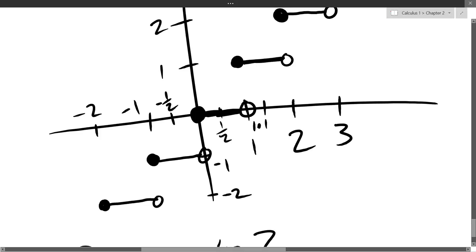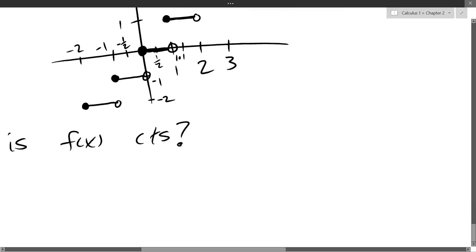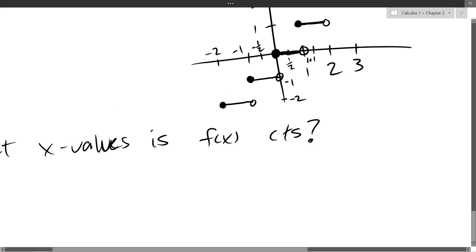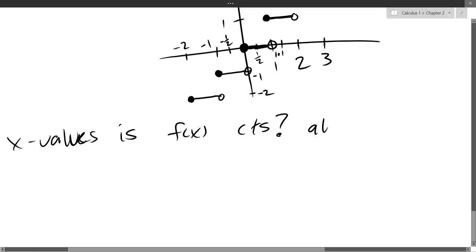So if I think about 1/2 and go to the left, how far can I go before my function is not continuous? What happens at 0? Is this function continuous at 0? No. Does the left limit match the right limit at 0? No, it goes from -1 to 1. So left limit, right limit don't agree. Yes, it's going to be continuous on every x value that's not an integer. So we can go all non-integers.